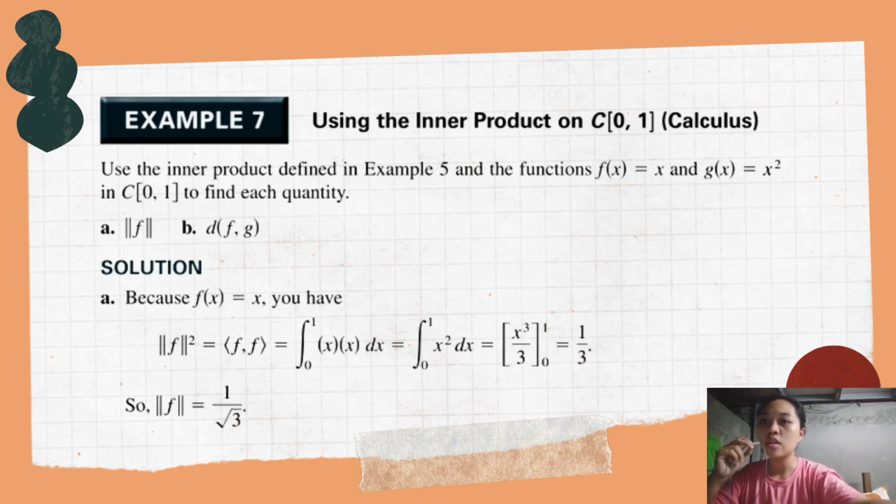And using the standard way, the integral from 0 to 1 of f(x) g(x) dx. By integration, we have the integral from 0 to 1 of x times x dx, and x times x gives x squared. Then when we integrate, we get x cubed over 3 from 0 to 1. By evaluating, we now get 1 over 3, which means that the norm of f is equal to 1 over square root of 3.